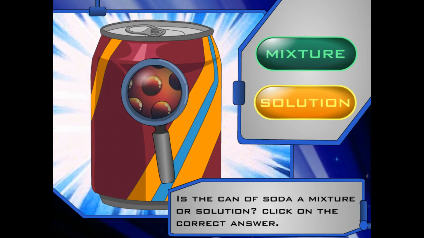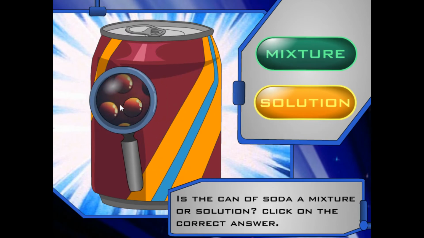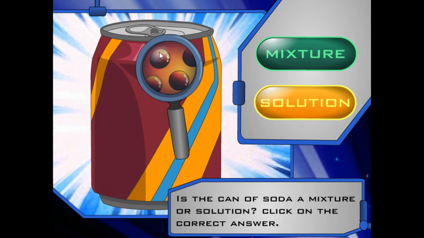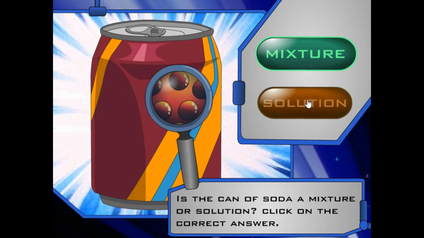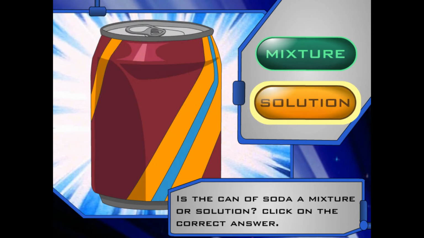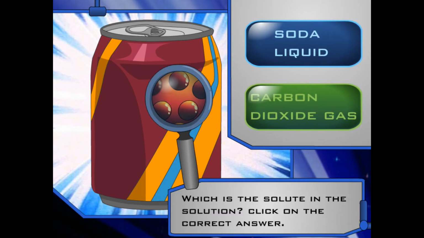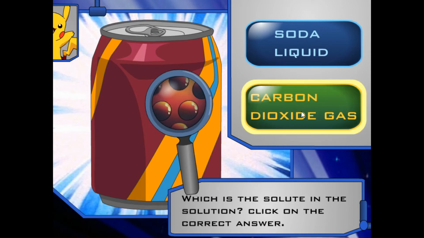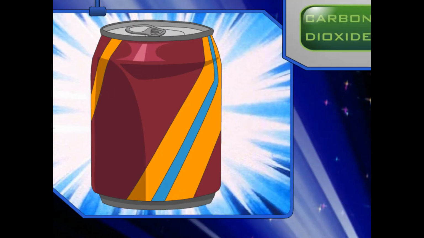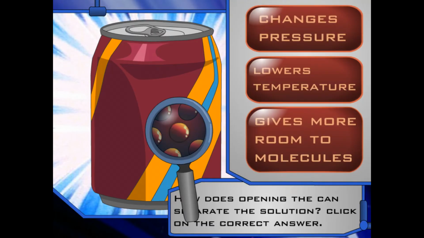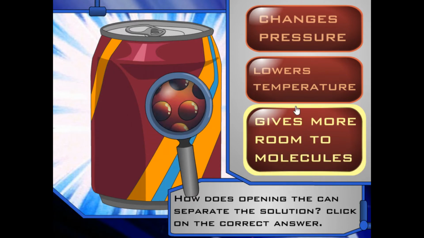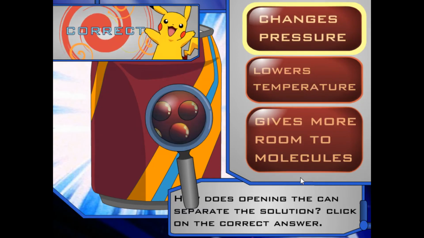Look at the can of soda. Is the soda a mixture or a solution? Click on the correct answer. Awesome! Which is the solute? Click on the correct answer. Excellent! How does opening the can separate the solution? Click on the correct answer. Awesome!